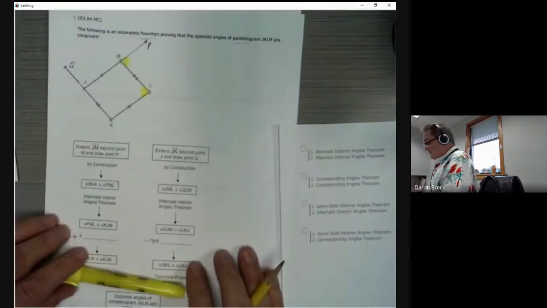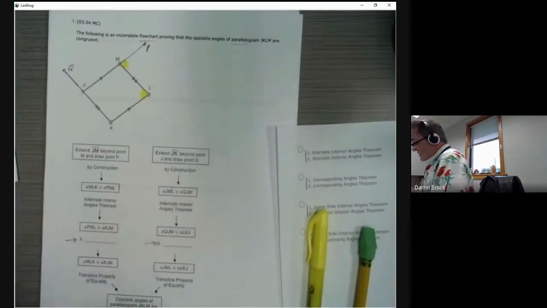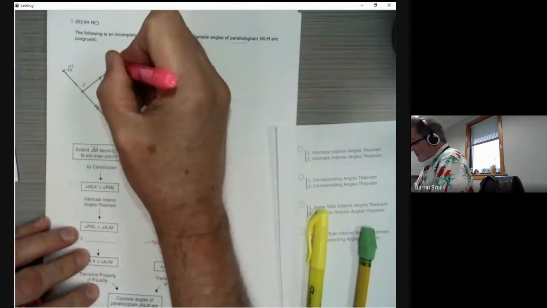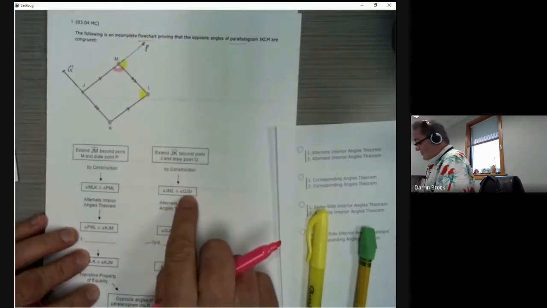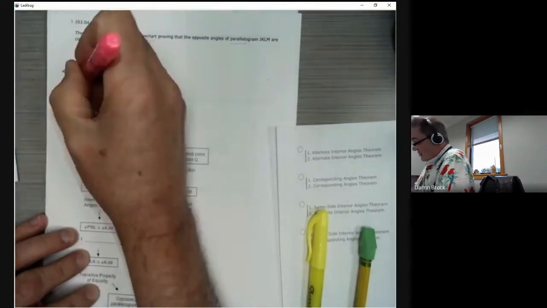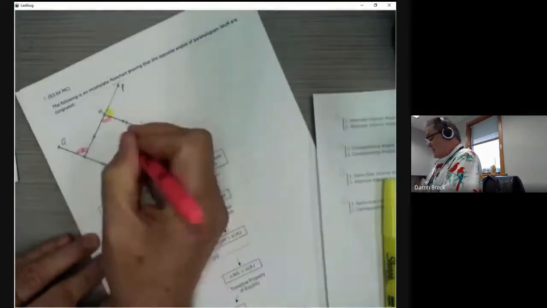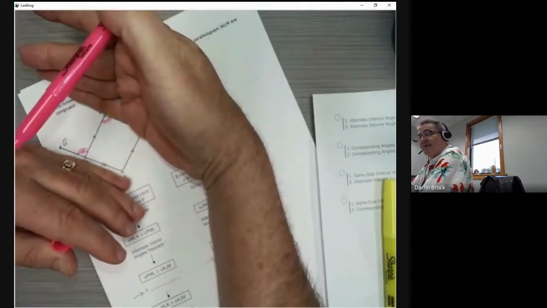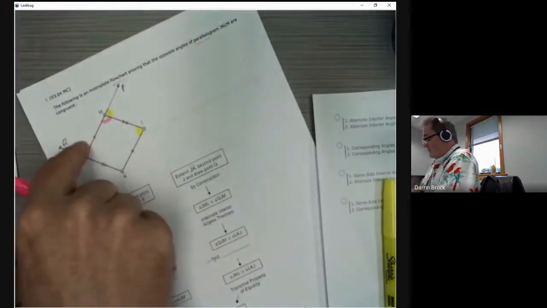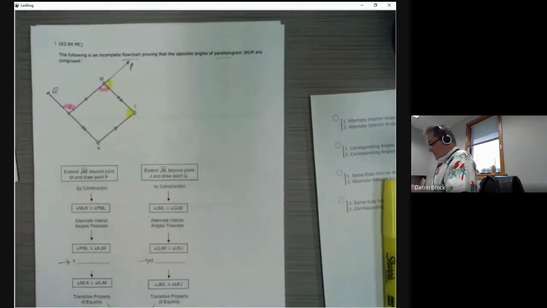The other one says JML is the same as QJM, also by alternate interior angles. These are parallel with a transversal. So they're inside the parallel lines, right? They're interior. Alternate means one's on each side. So those, by the alternate interior angles, are congruent to one another.